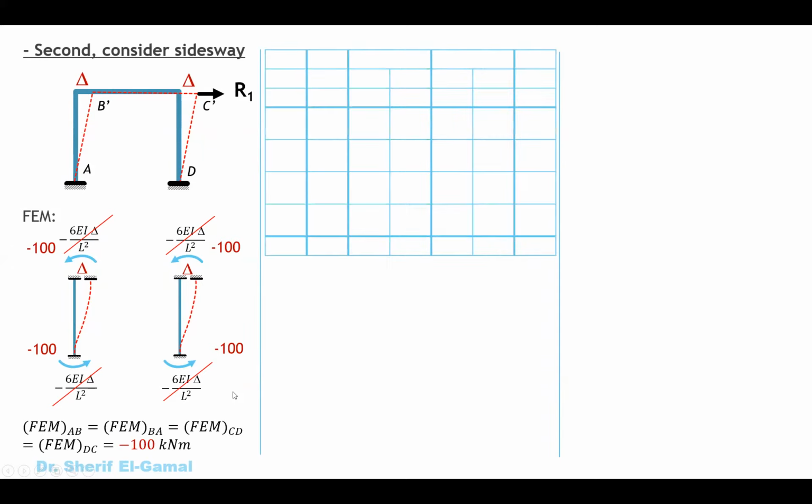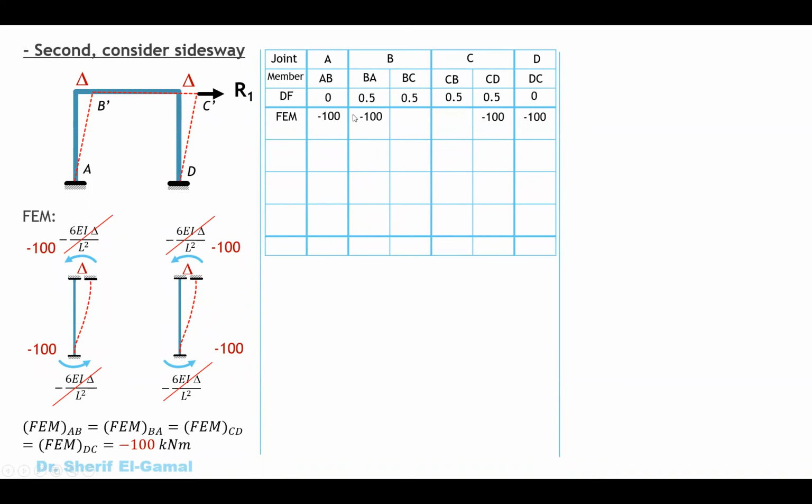By doing that, we are now ready to make our table for the second case. The only difference here is that we are going to put the fixed end moment values that we got here. So you have the fixed end moments AB and BA, CD and DC. In this horizontal member, you don't have any fixed end moments, but again, this is because the columns are only vertical. If you have any inclined column, expect that you will have some fixed end moments here. So wait for a coming video when we have inclined columns and see how to deal with that.